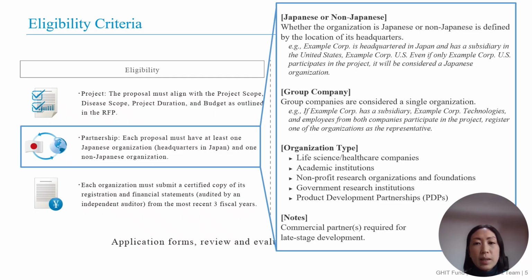Different types of organizations can join the partnership. For example, they can be companies, academic institutions, research institutions, and NGOs. However, for late-stage projects beyond preclinical, a commercial partner is required. What we mean by a commercial partner is an organization that will be responsible for manufacturing, conducting clinical trials, registration of the product to the regulators, and supply of the product to the LMICs.